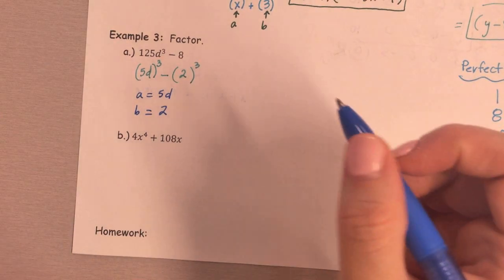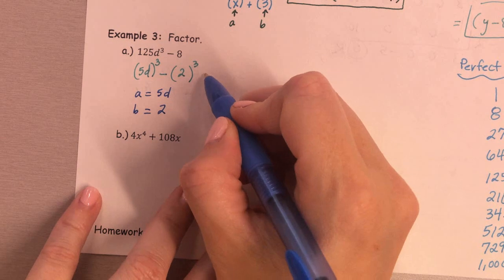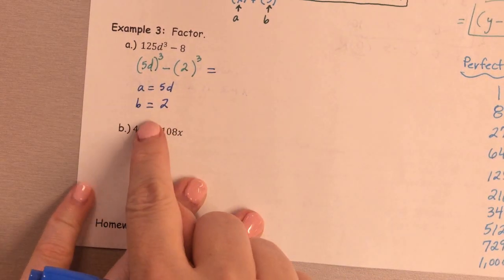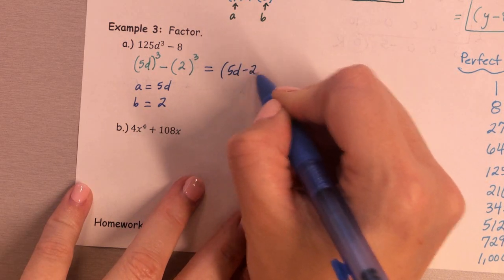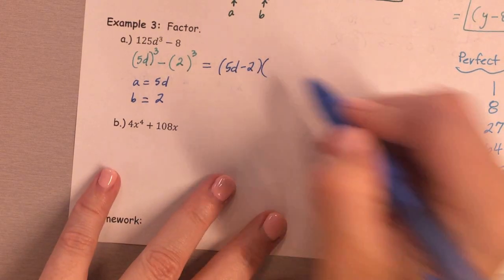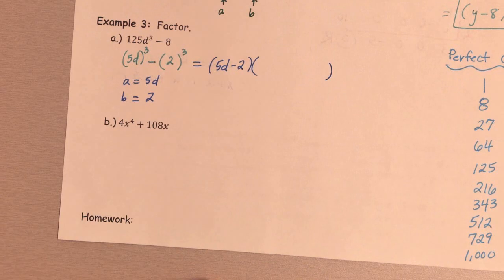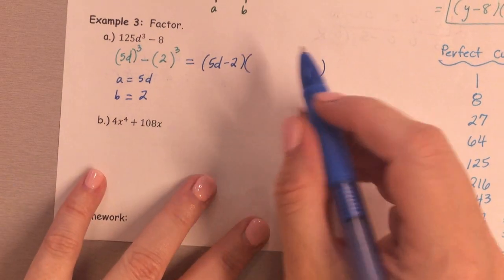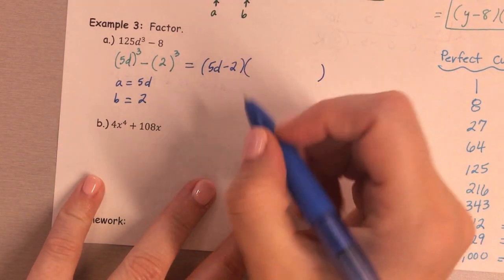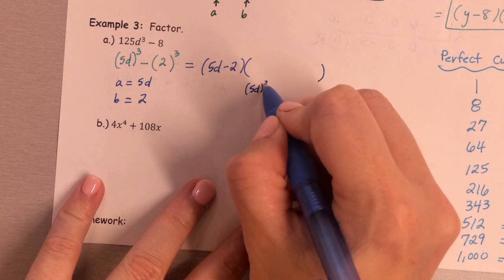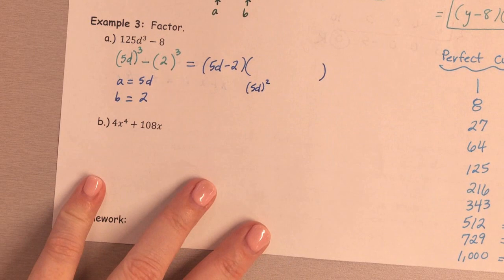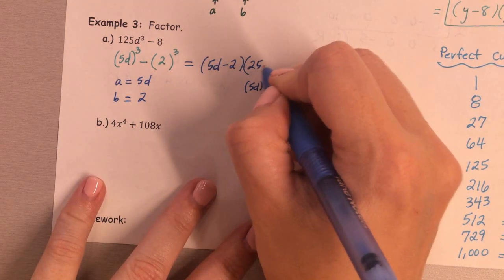Alright, so then let's write this out. So the first part of the pattern is just your A minus B. So it's 5D minus 2. In the second part of your pattern, you have A squared. So A squared is going to be 5D squared. What's that going to simplify to? 25D squared.